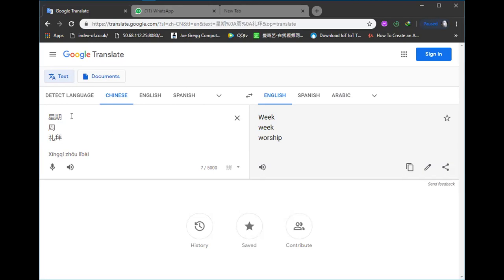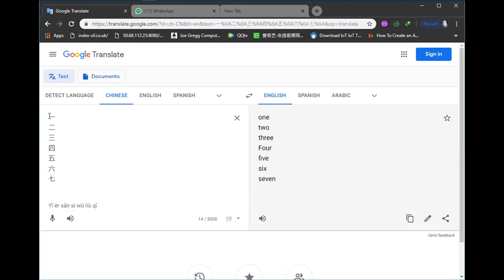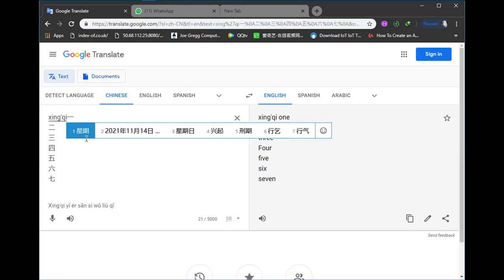Okay, so we'll show you how you make words with these. If you wrote your notes on these ones, Xing Qi, Zhou, Li Bai, 星期, 周, 礼拜, all of them mean week. Now we come back and put our numbers. We have these numbers 1, 2, 3, 4, 5, 6, and 7. Now we put Xing Qi in front of the number. So let's do that. Xing Qi Yi.